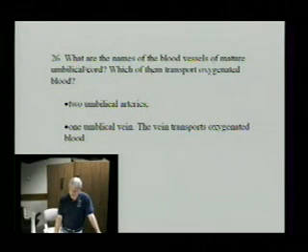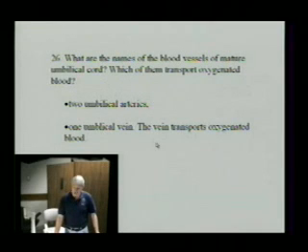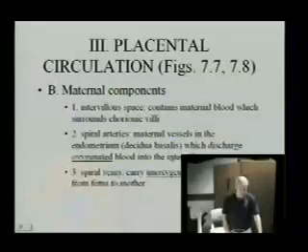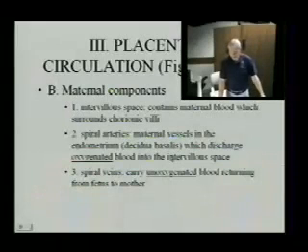So the names of the vessels in the mature cord and which of them transport the oxygenated blood. So the umbilical vein is unpaired, and it is the one that is red in the illustrations because it's returning oxygen-rich blood back to the late embryo fetus.